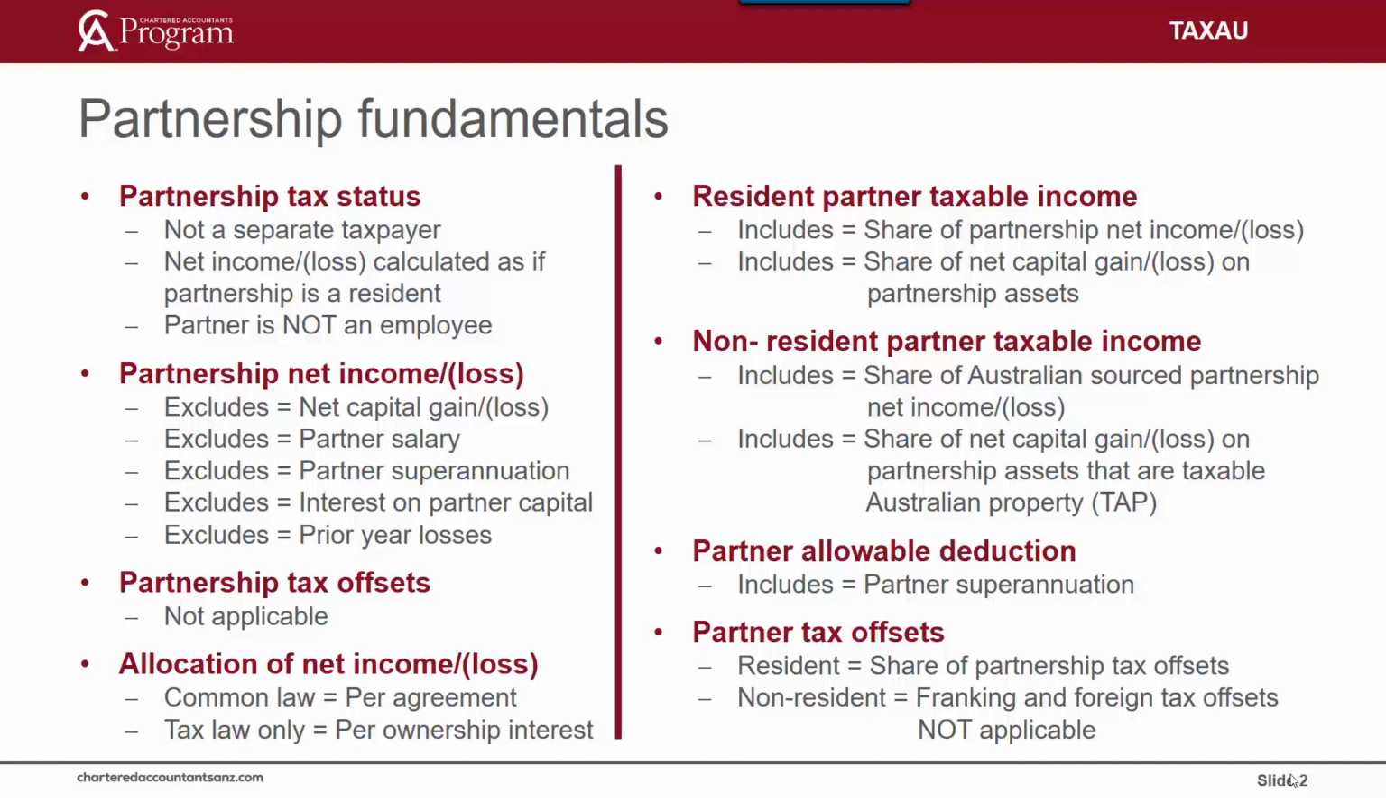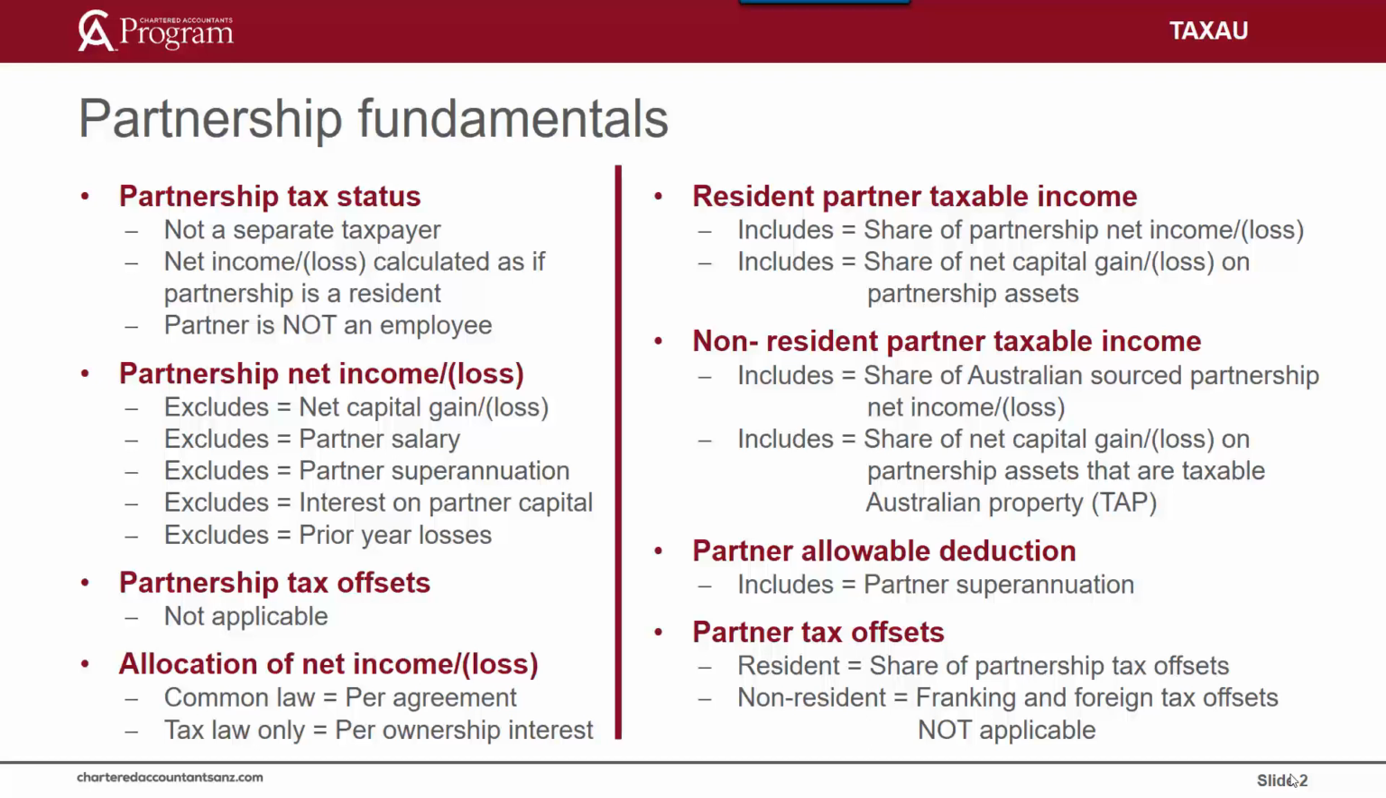Specifically, under Section 90, net income or loss of the partnership equals assessable income less allowable deductions, except for prior year losses and personal superannuation contributions, as these are deducted at the partner level. Therefore, in applying the second principle, ordinary and statutory income derived by a partnership is included in net income under Section 6-5, and non-assessable non-exempt income is excluded.